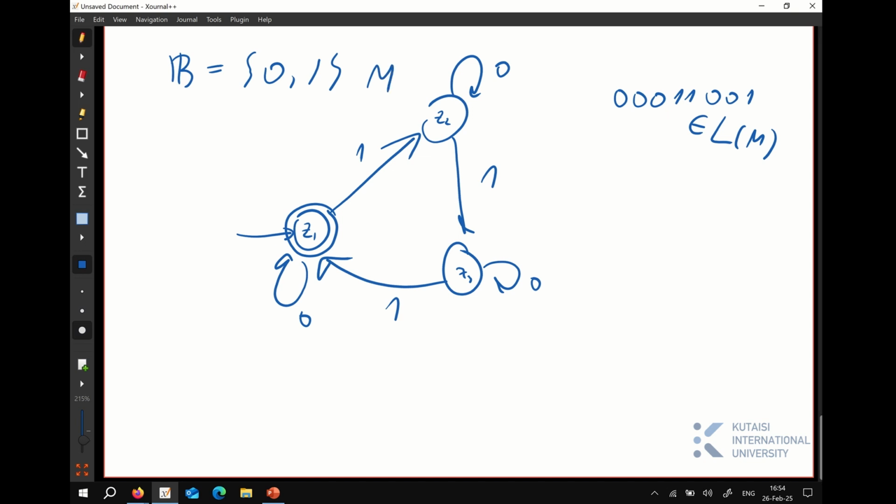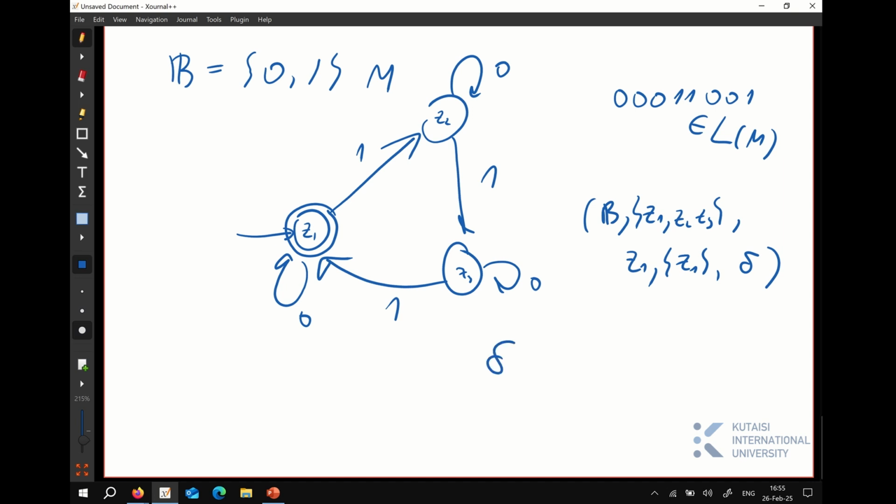So this is M again. How would I describe this with five things? B is my alphabet, Z1, Z2, and Z3 is my set of states, Z1 is my start state, Z1 is my accepting state, and I have delta. I have to write out delta. How many deltas do I have to write down here?